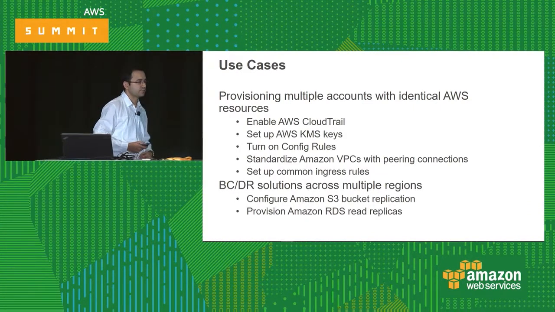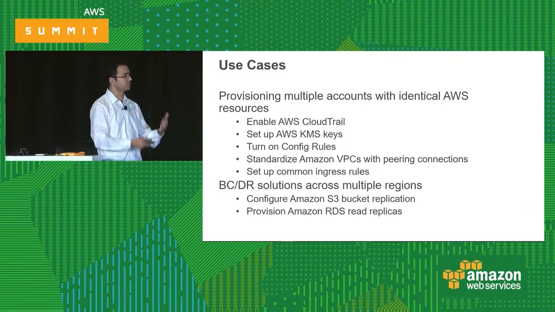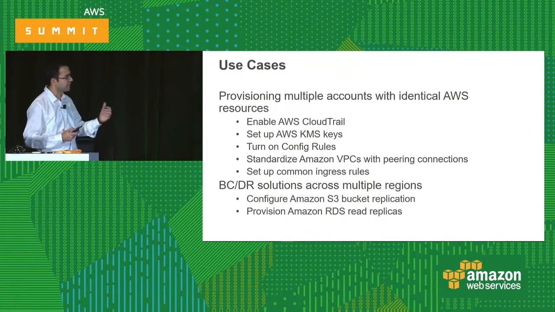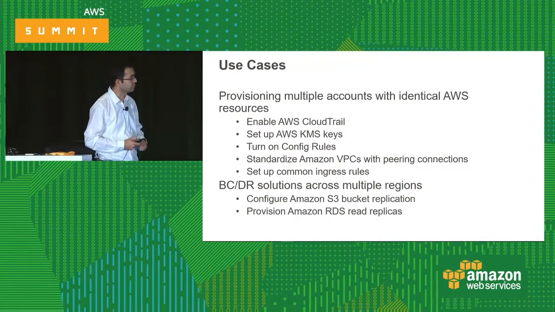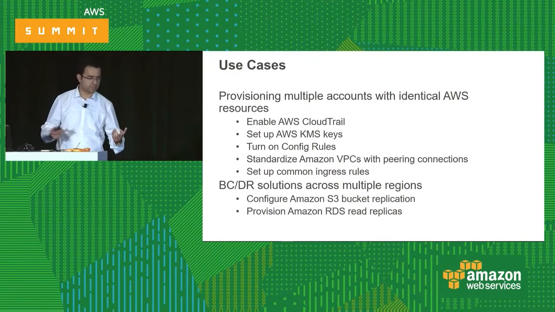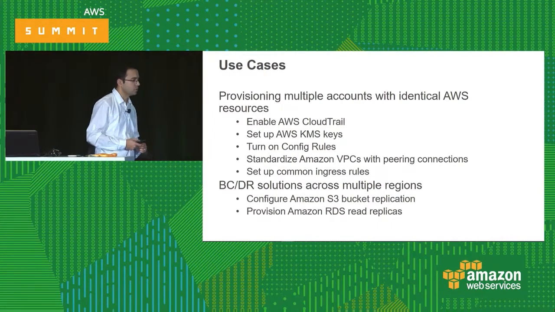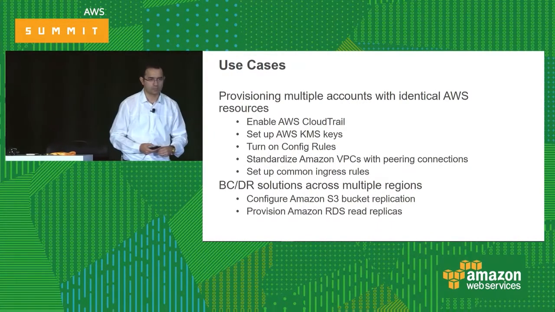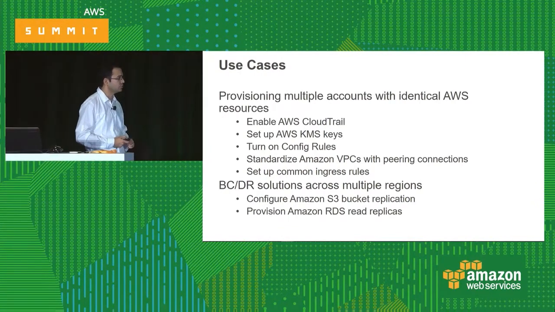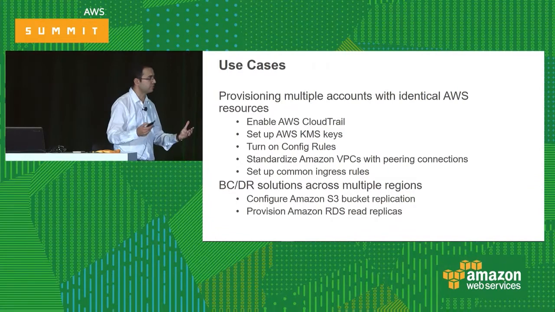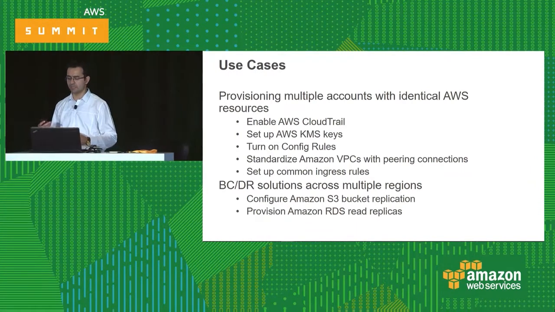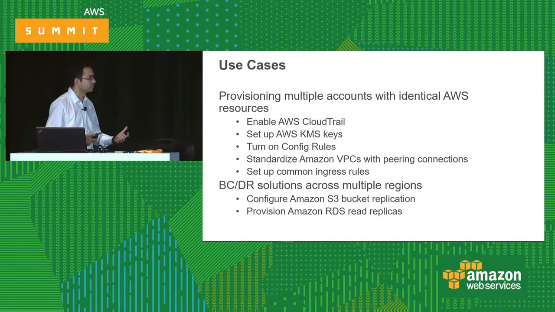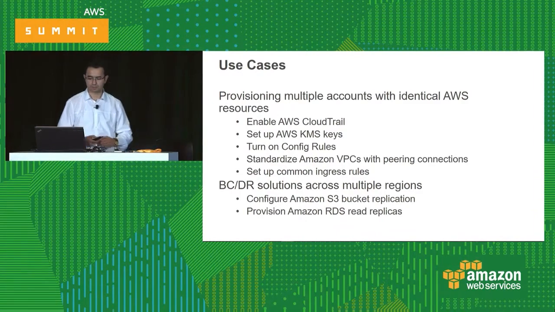Here are some of the use cases where you would want to provision the same stack across multiple accounts. For example, if you want to enable CloudTrail, or set up KMS keys, or even turn on Config rules across accounts. If you want to standardize Amazon VPCs with peering connections, or set up common EC2 security ingress rules across accounts. A lot of our customers use the same stack across different accounts for business continuity and disaster recovery solutions. So for example, if you want to replicate S3 data buckets across regions, you could do that through CloudFormation. Similarly, if you want to provision read replicas for your Amazon RDS instances.